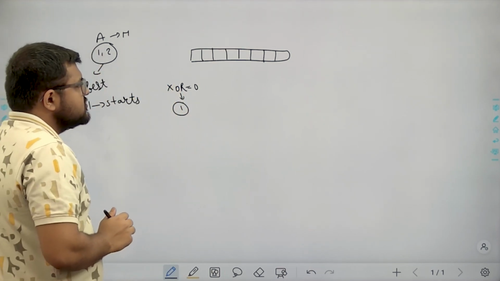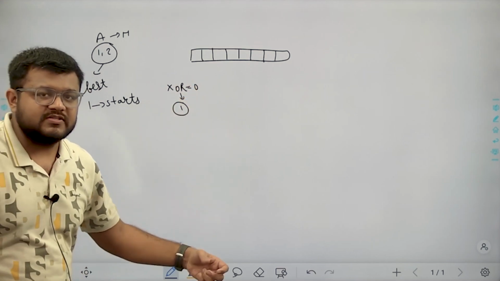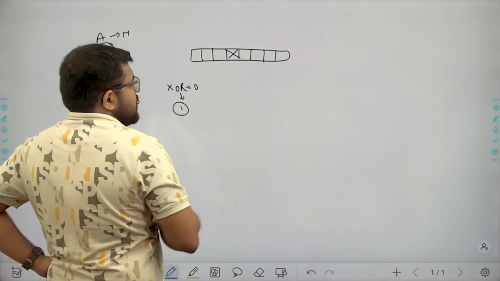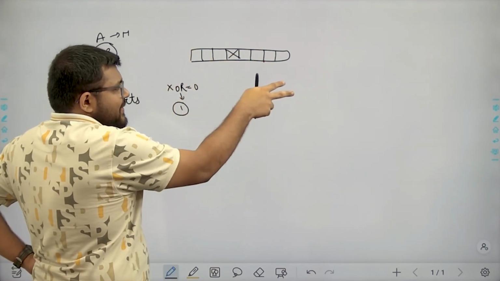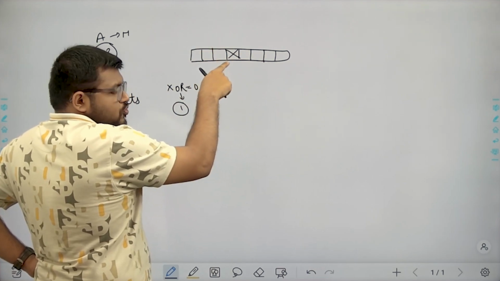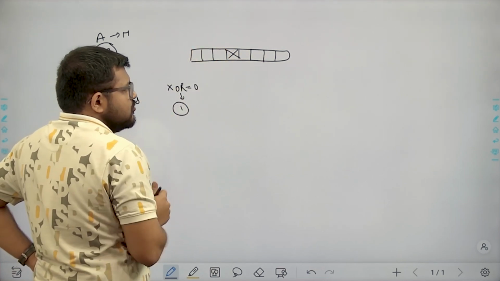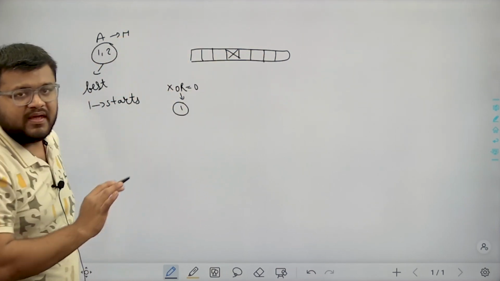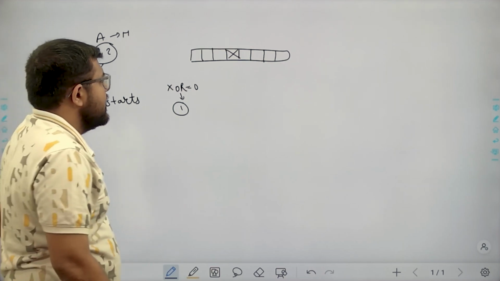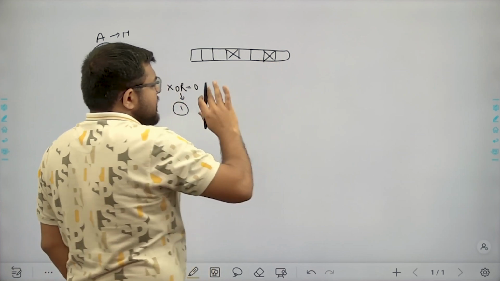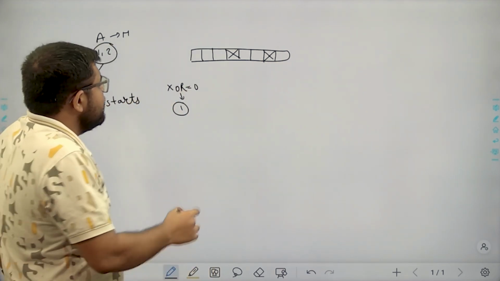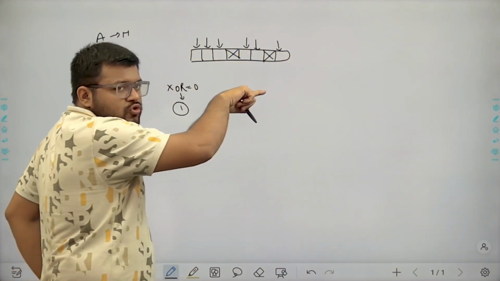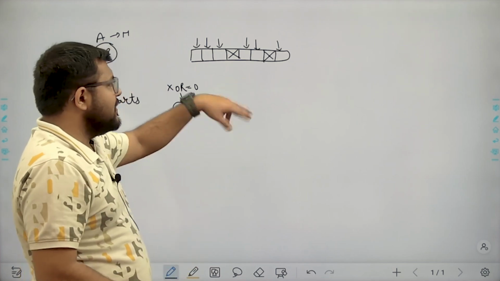If the XOR is not 0, then whichever player's turn it is can remove any element from the array. So let's say player 1 removed this element. Now, if the XOR of the remaining elements becomes 0, then the player who last made the move loses, so player 1 will lose. But if the XOR of the remaining elements is not 0, then player 2 gets the chance to play. Now let's say player 2 removed this element. If the XOR of the remaining elements becomes 0, then player 2 loses because player 2 made the last move, and player 1 wins.